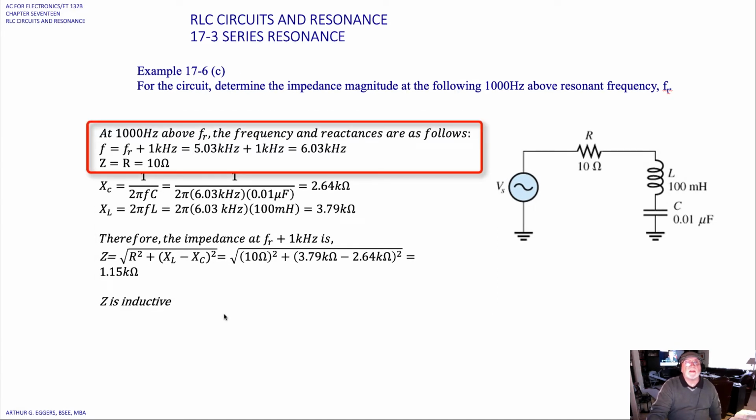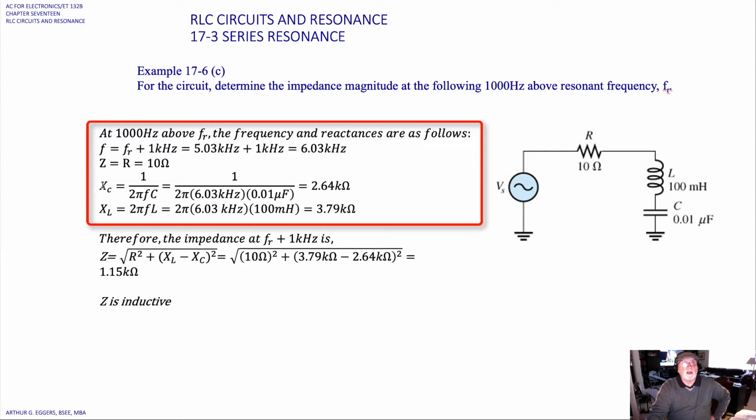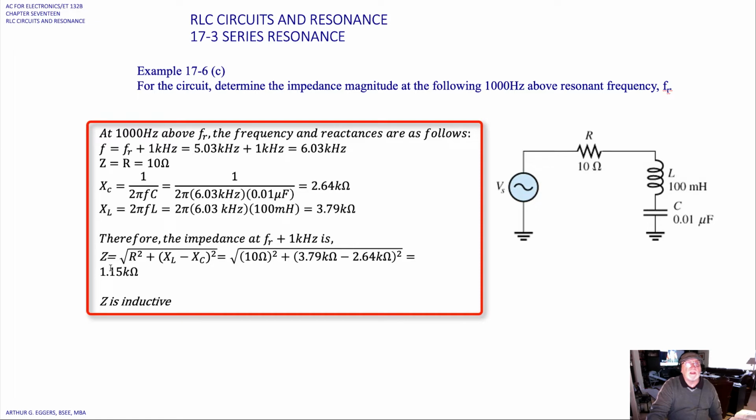The next step is calculating the magnitude at 1,000 above resonant frequency. We do the same thing. We find that 1,000 above 5.03 kHz is 6.03 kHz. Calculate again your values for X sub C and X sub L. Once we get those, 2.64 and 3.79 kilohms, we can put those into the relationship and calculate the impedance using the phasor resolution, the vector magnitude. We get 1.15 kilohms. So this circuit is more inductive.